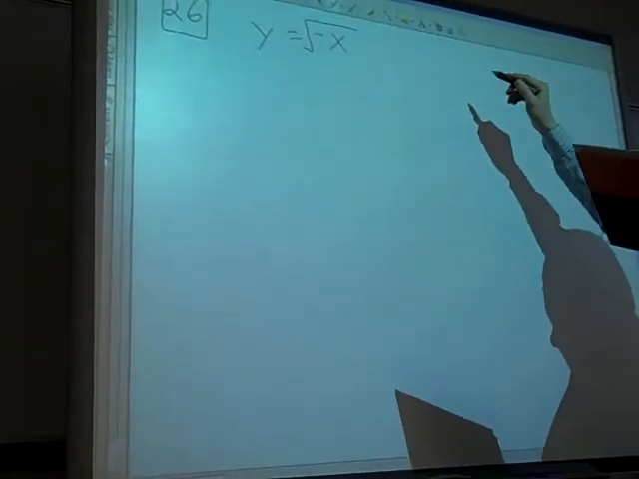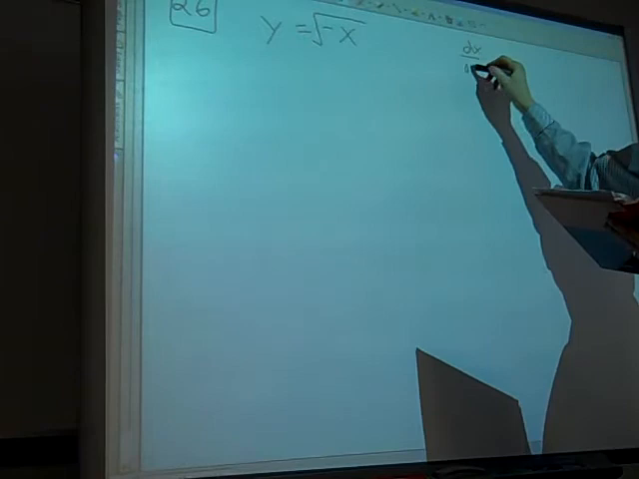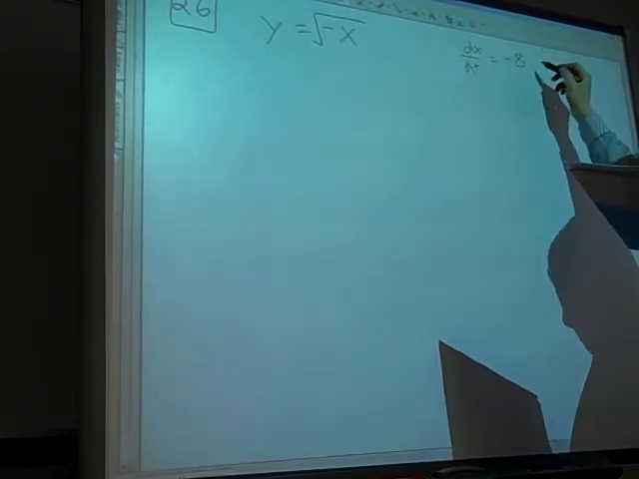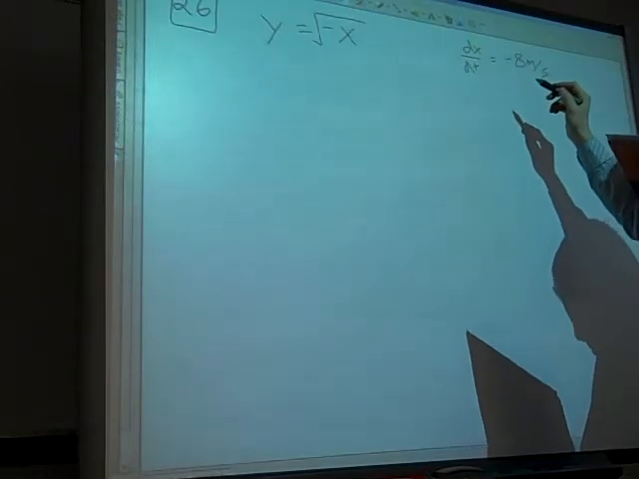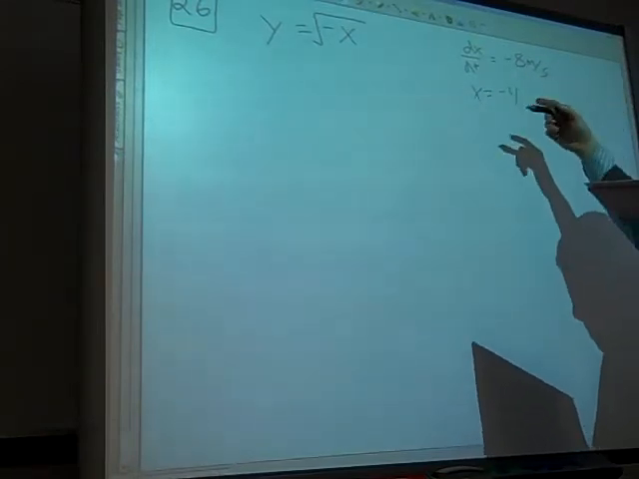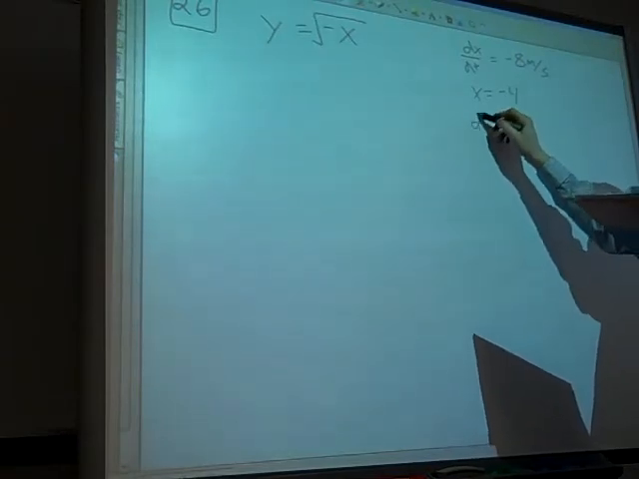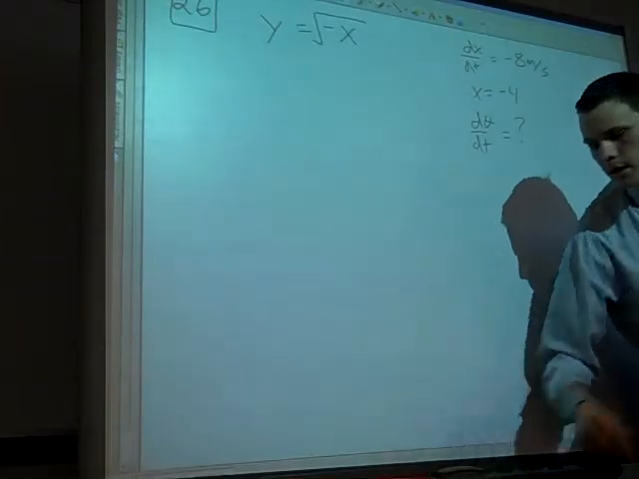It tells us that dx/dt is -8 meters per second, and that x equals -4 at our instance, and we're looking for dθ/dt. Let's draw a picture.